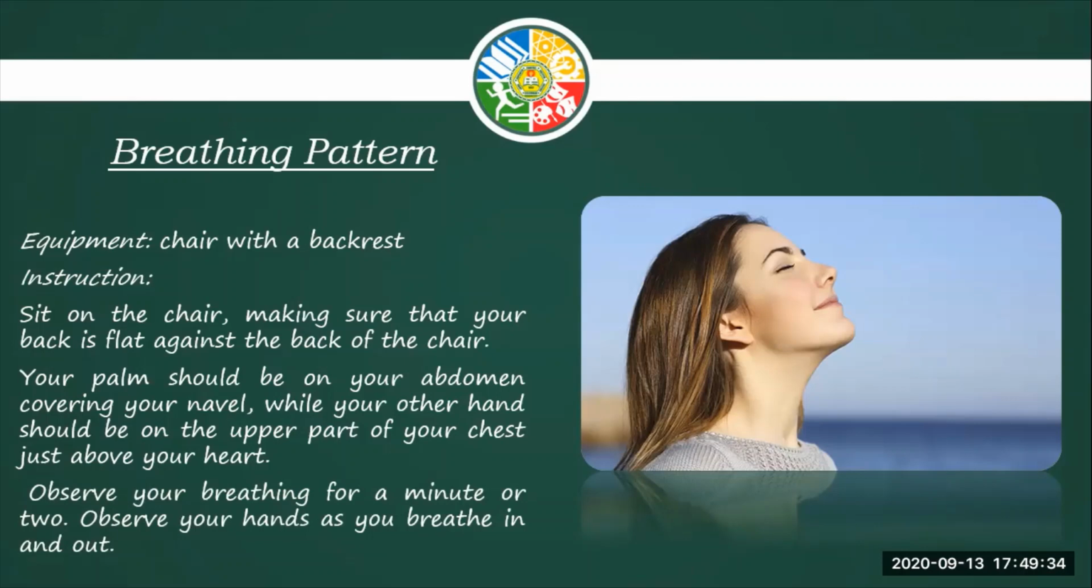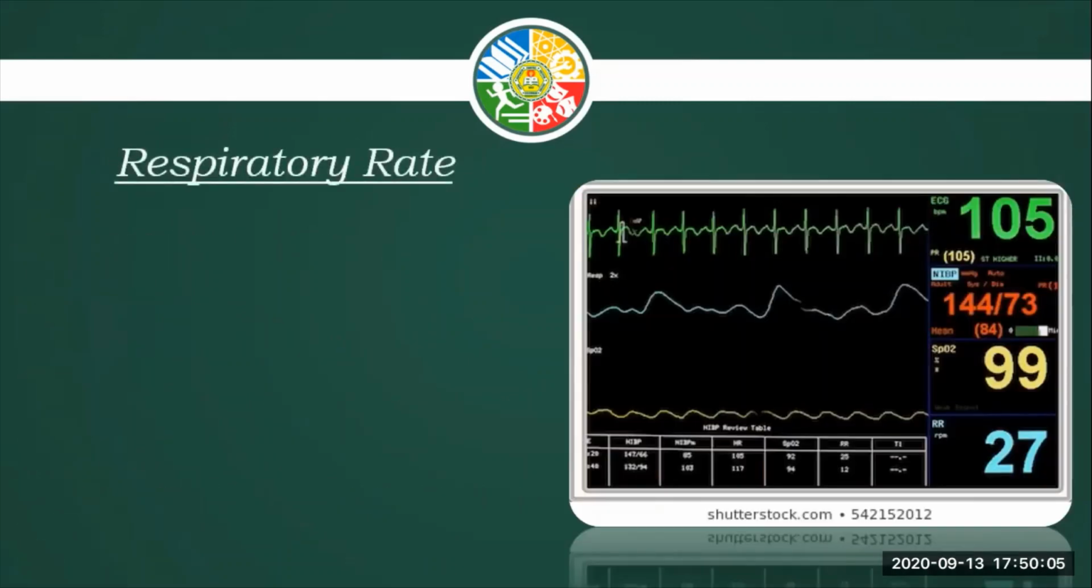Observe your hands as you breathe in and out. Based on your observation, after 1 minute, which hand is frequently moving? Is it the one on your abdomen, or the one on your heart? Or is it both? Please record your data. The next one is respiratory rate.